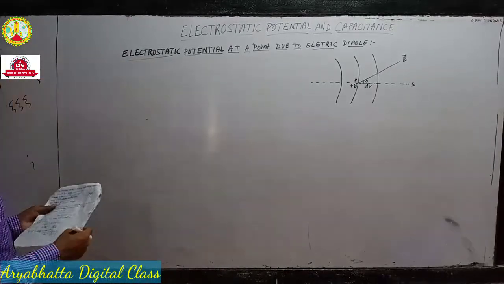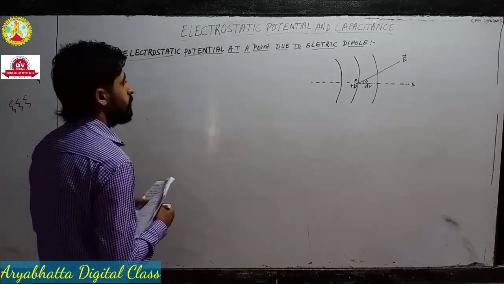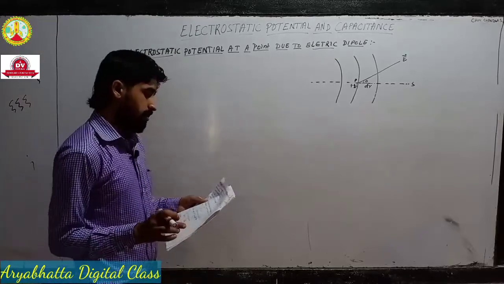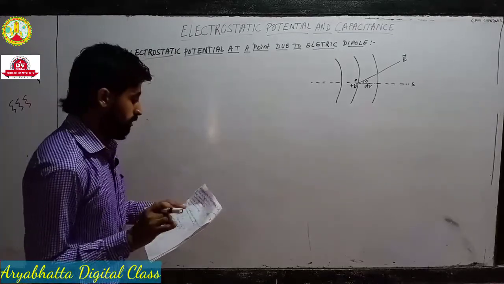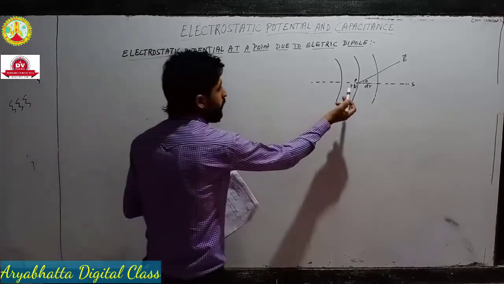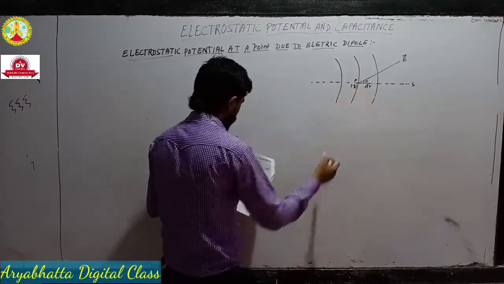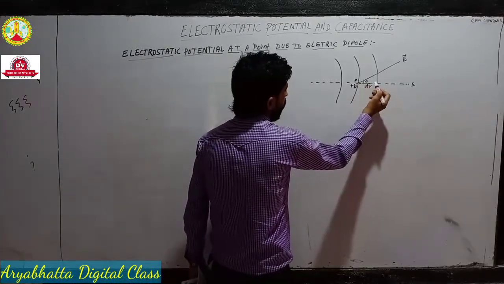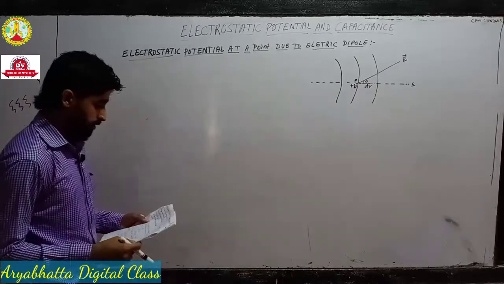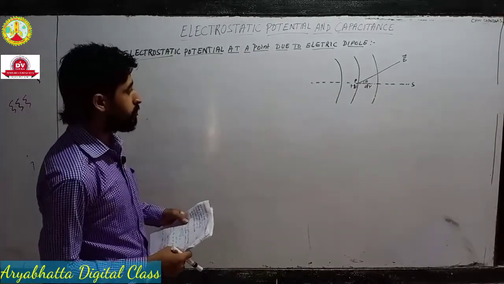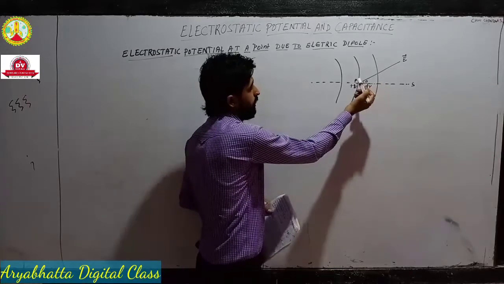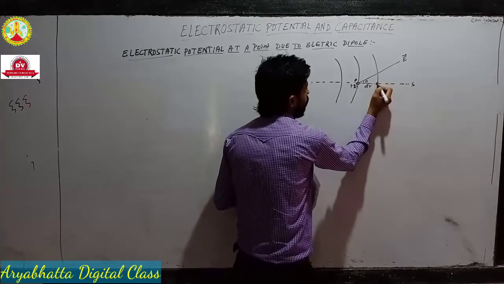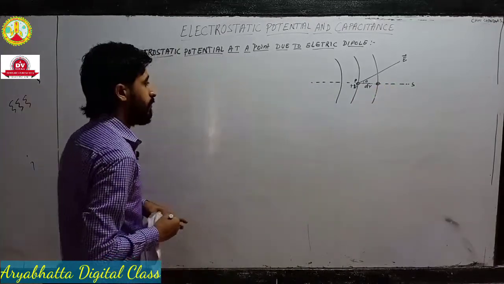So what will you write here? I am just dictating, please try to write that. Let a small test charge plus q at point P move through a distance dr. It is moved by a distance dr, from one equipotential surface to the other, from one point to the other.